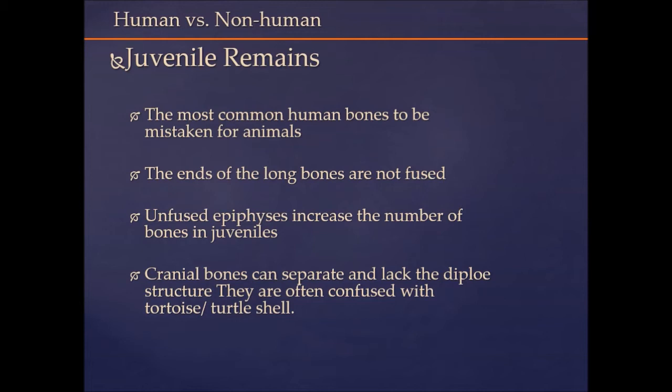Okay. Juvenile remains are by far the most commonly mistaken for non-human. People look at them and go, that doesn't look right. That's because the ends are not fused and they're teeny tiny. Unfused epiphyses increase the number of bones in juveniles, meaning kids have more bones than adults. Children, babies, can have up to 3 times the amount of bones that adults have.